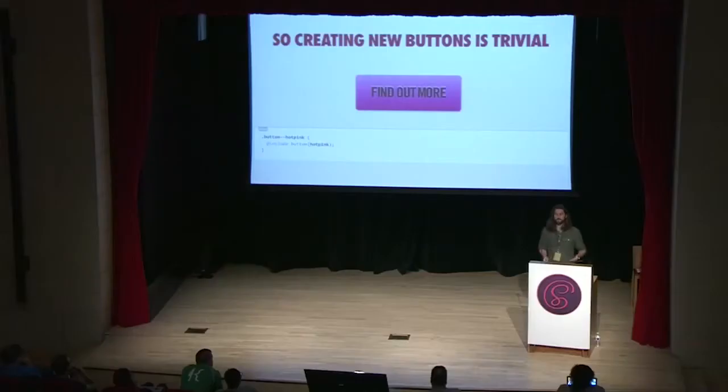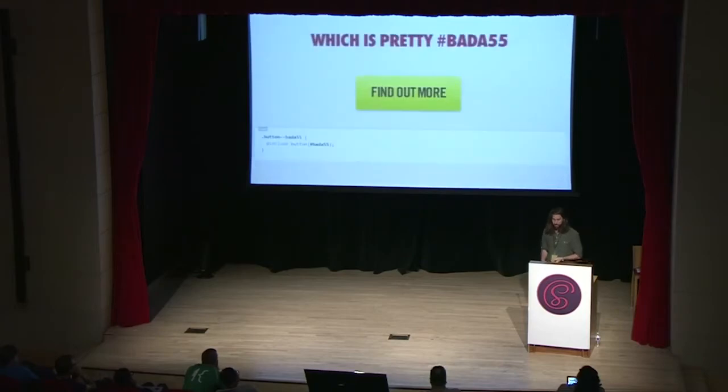And so what this means is once we have the system, we can create new buttons, and our designer doesn't need to make this complex thing anymore. They're like, okay, we want a new button. It's this color, and we make it. I think this is pretty badass.